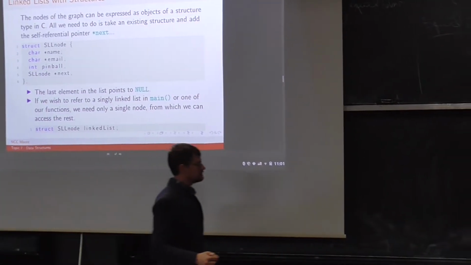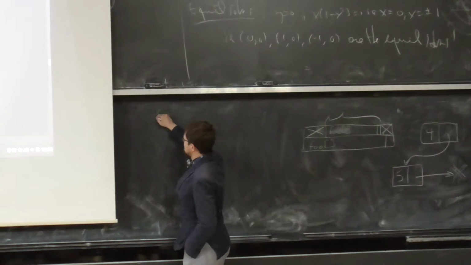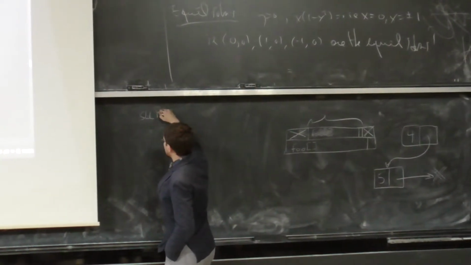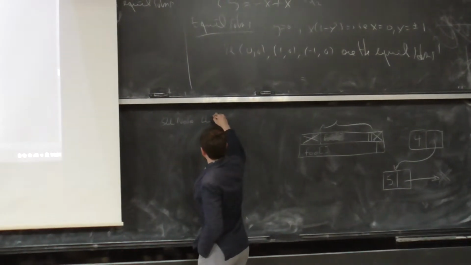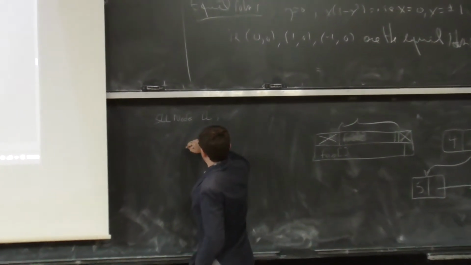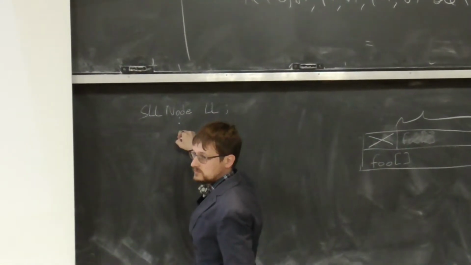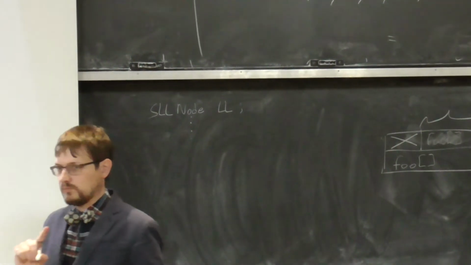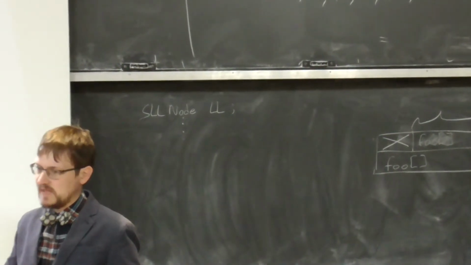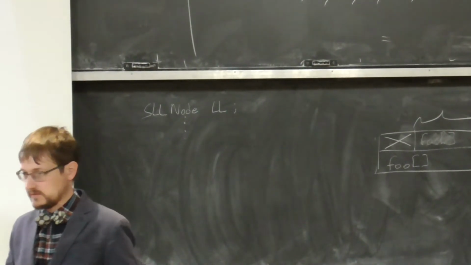So we've got the SLL node structure, right? Let's say up top we've got an SLL node linked list. Let's assume we've done stuff with that, populated it, etc. Let's prepend. Let's add a node to the start of the linked list. That's a little bit easier, right?